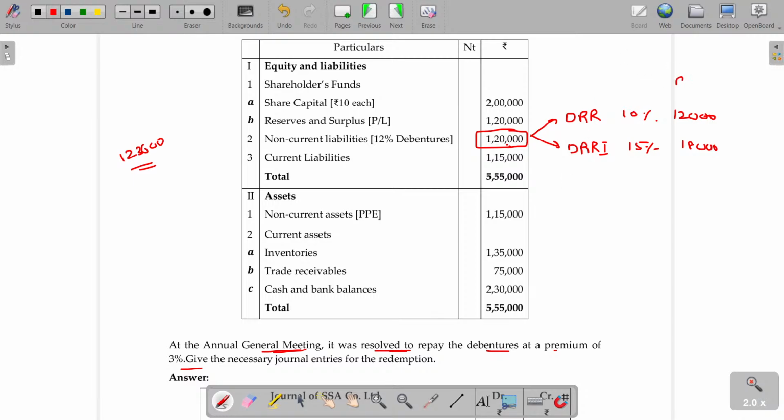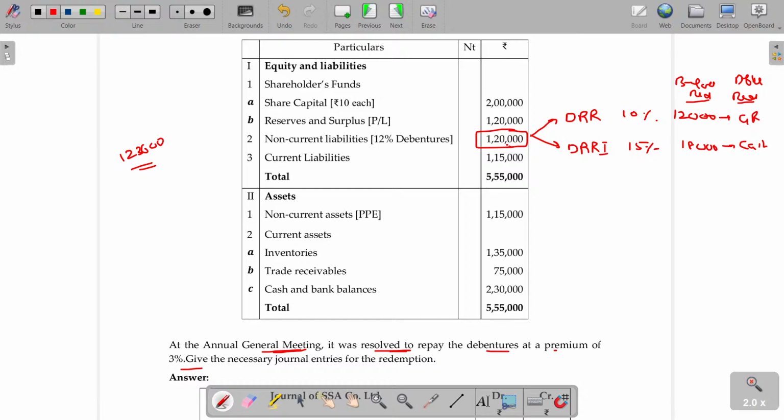This is before redemption. After redemption, it is not required, so this can be transferred to the GR account. DRRI can be withdrawn into cash. You can withdraw into cash for redemption purpose. These are two extra points. Redemption we already studied. In the case of issue of debenture, we learned the redemption also, right? The last illustration, the 7th illustration, we solved in debenture issue.